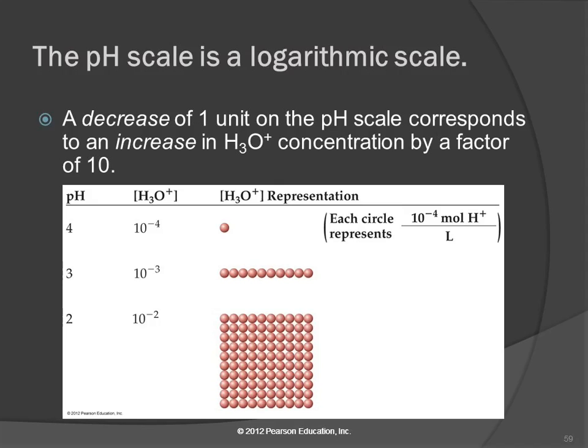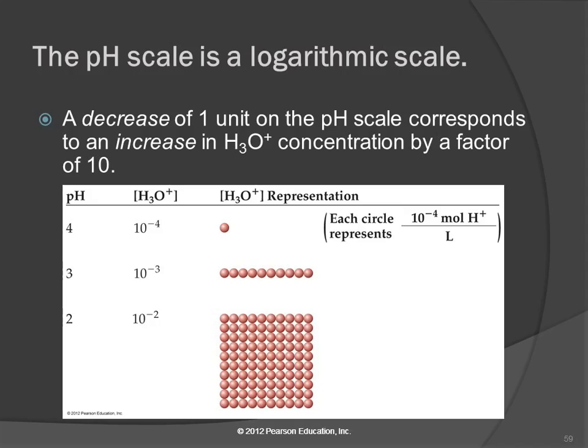If we have 10 to the minus 4 being represented as one circle, 10 to the minus 3 concentration is 10 times as much, and 10 to the minus 2 is 100 times as much as this, because these are factors of 10. It's increasing by factors of 10, and so it gets really, really big, really fast. The logarithm helps to condense that. So a change from 4 to 3 is an order of magnitude, and from 3 to 2 is an order of magnitude.